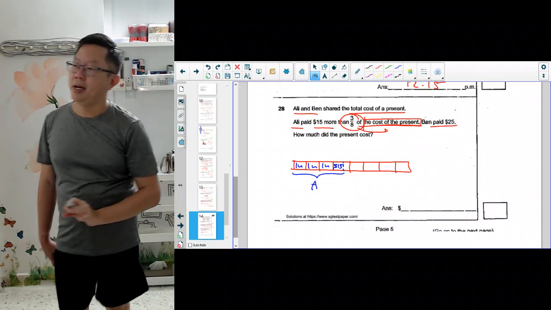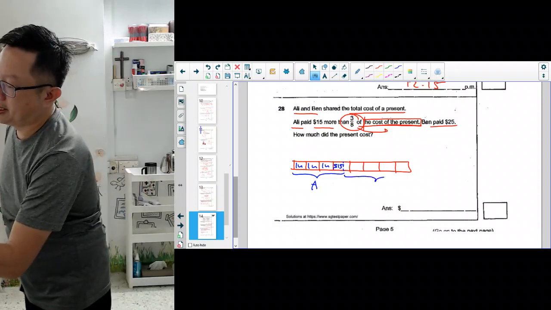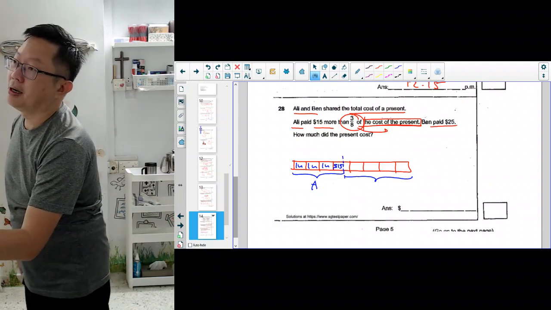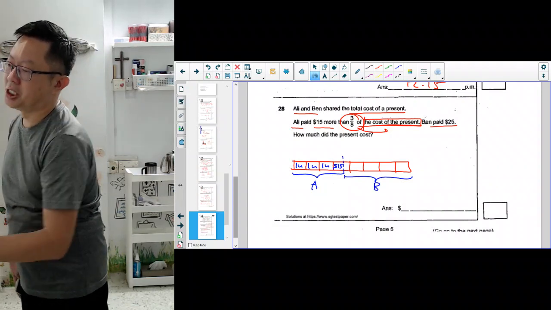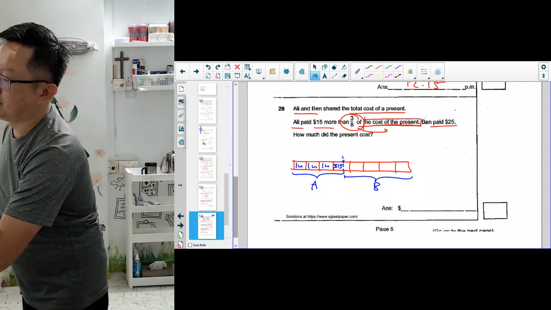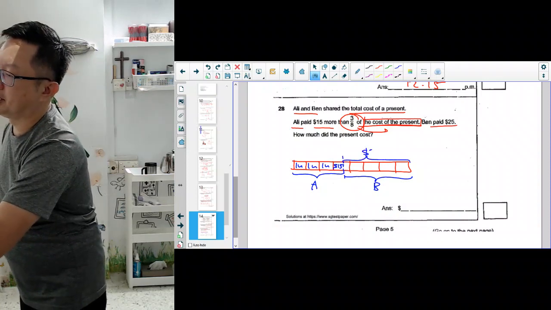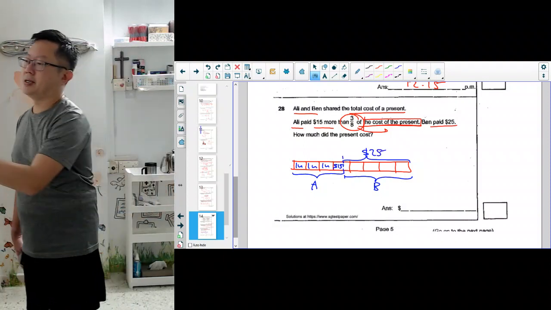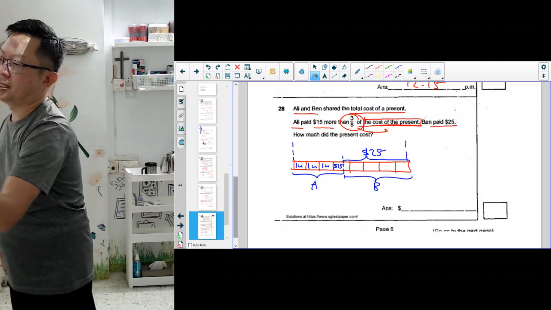And then Ben must have paid the rest. This is the rest of the money that Ben must have paid, which is $25. Okay, let me just put that down. So Ben paid $25. So how much did the present cost? Let's put the question mark there.